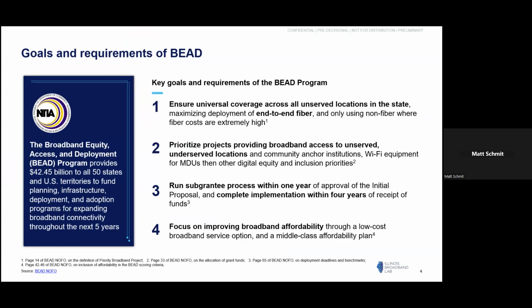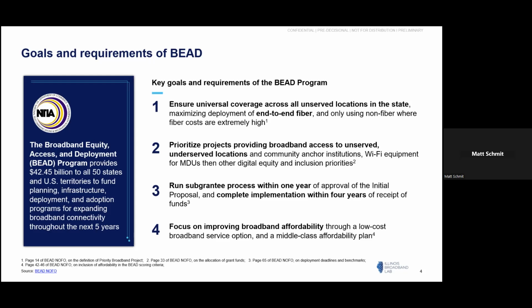The first goal of the BEAD program, consistent with our Connect Illinois goals, is to ensure universal coverage across all unserved locations in the state, leaving no home, business, farm, or community anchor institution behind. We want to make sure that there is connectivity everywhere. And the BEAD NOFO does specify a prioritization for end-to-end fiber, but I have to tell you folks, it's going to take an all hands on deck approach here in Illinois.